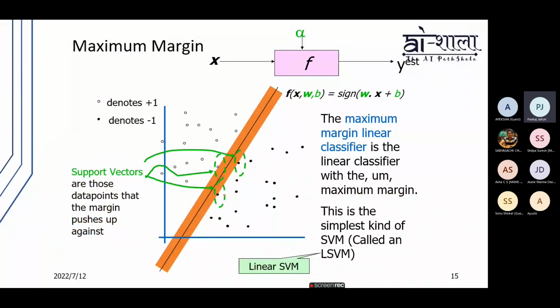Now, this one is called a support vector, and this point again defines the support vector. Support vectors are those data points that the margin pushes up against. And this one and this one are called support vectors. Basically, the distance from the center to this point, these are the support vectors. And this is the simplest kind of SVM, which is called the linear SVM. It is the simplest one because we are going into complex maths next.